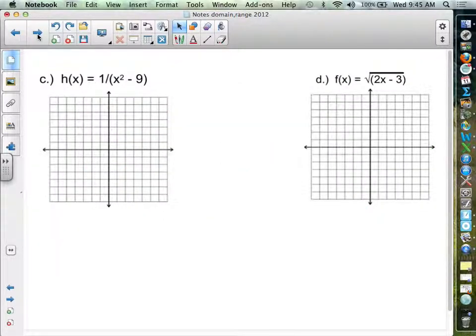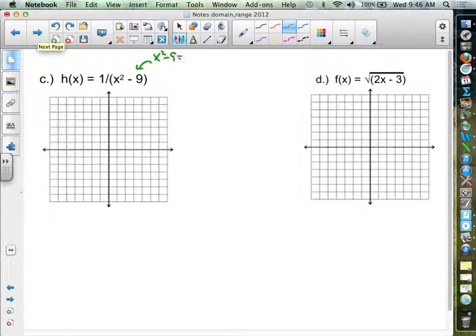This one is in your examples as well. So you've got 1/(x² minus 9). So 1/(x² minus 9), much more complicated equation. You've got all kinds of asymptotes in this one. When this denominator is equal to 0, you get x is plus or minus 3. So if a denominator is 0, it can't actually equal that value. So they're going to look like vertical asymptotes. The graph gets close, but it doesn't actually reach that point.